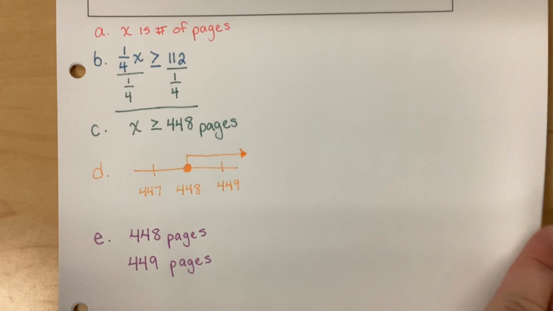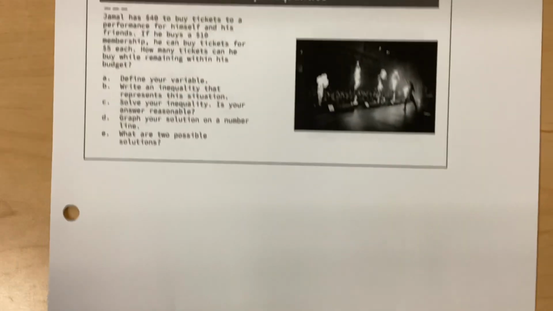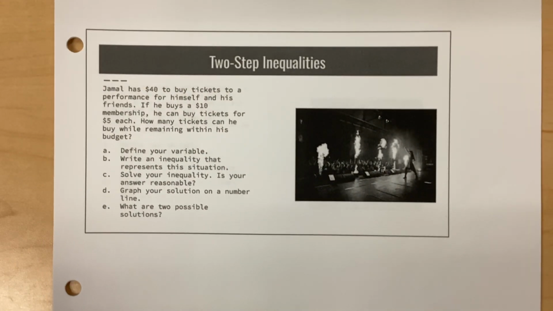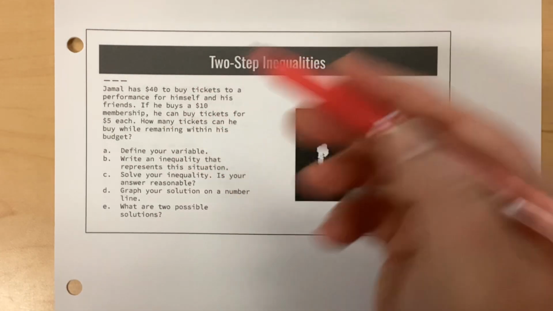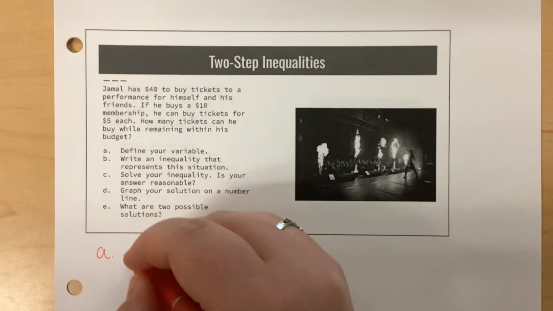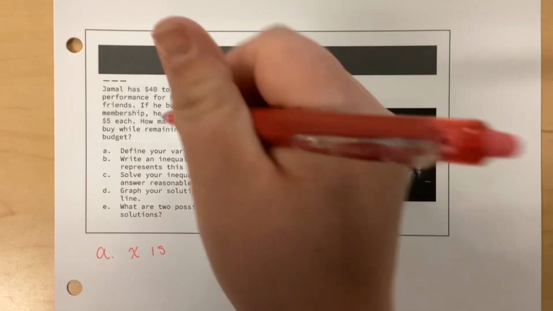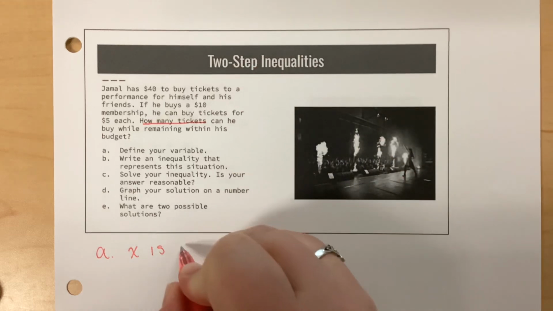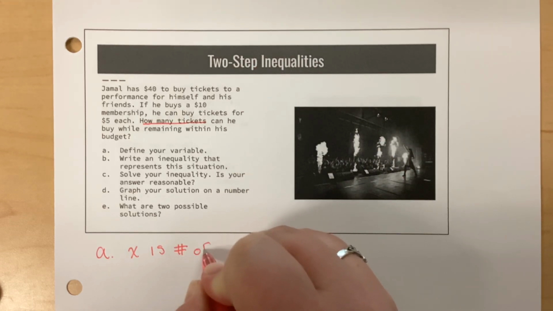All right, let's try another. Moving on to two-step inequalities. It says, Jamal has $40 to buy tickets to a performance for himself and his friends. If he buys a $10 membership, he can buy tickets for $5 each. How many tickets can he buy while remaining within his budget? All right, so same beginning steps. Let's define our variable first. X is, and we are looking for how many tickets. So number of tickets.